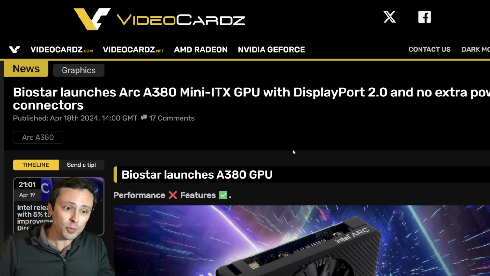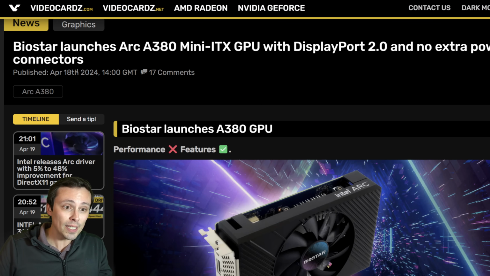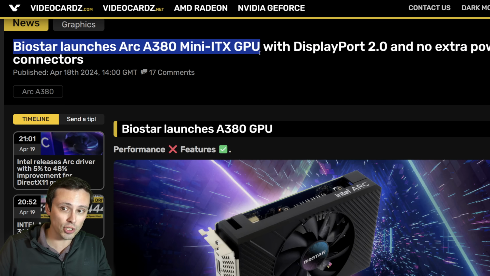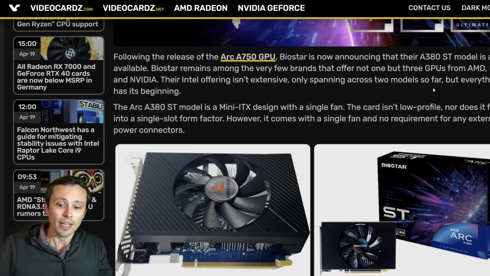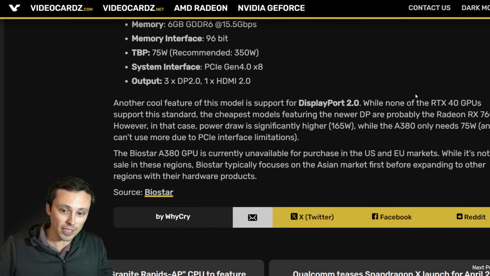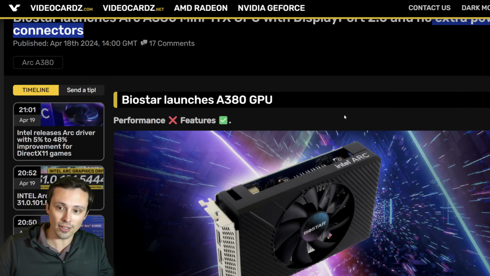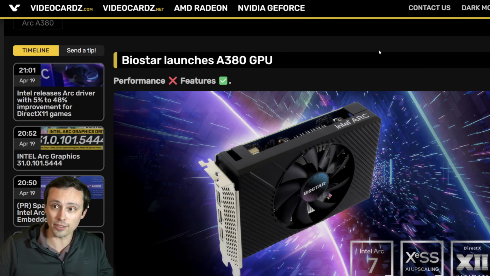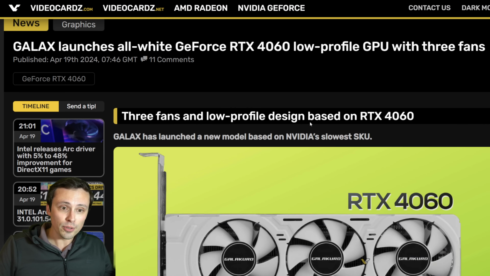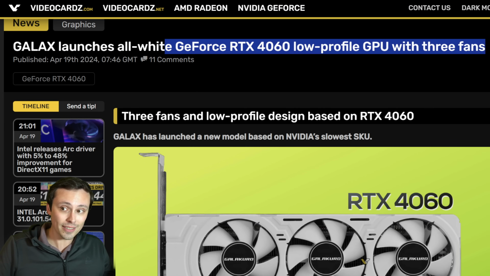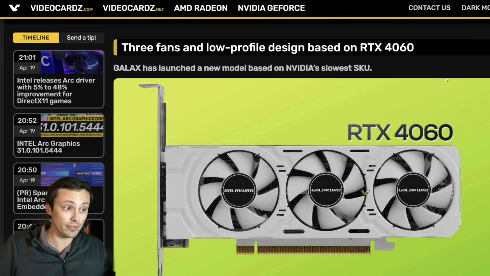Now, if you're interested in small form factor builds, I thought I'd mention that BioStar has launched an Arc A380 mini ITX GPU with DisplayPort 2.0 and no extra power connector. So that could be of interest if you want to go the Intel route on a small form factor build. And in other GPU news, we're also seeing a low-profile, all-white RTX 4060 with 3 fans coming from Galax, which I think is pretty cool.